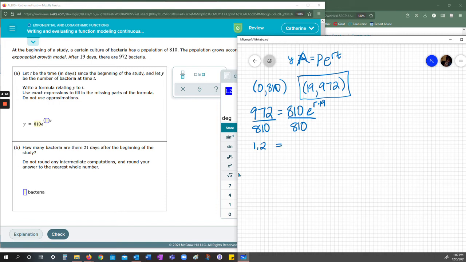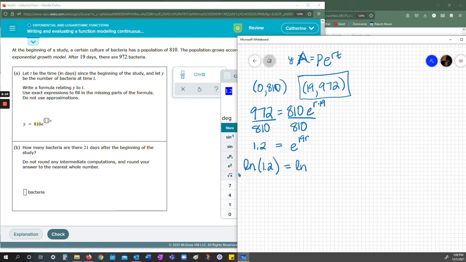So we now have that 1.2 is equal to e to the, let me write this as 19 times r. So now this is the kind of new part. We need to get the 19r out of the exponent, and the only way to do that is to take a log. Since it's base e that we're working with, let's do log base e, or the natural log, ln. So that's an L. So ln of 1.2 equals natural log of e to the 19r.